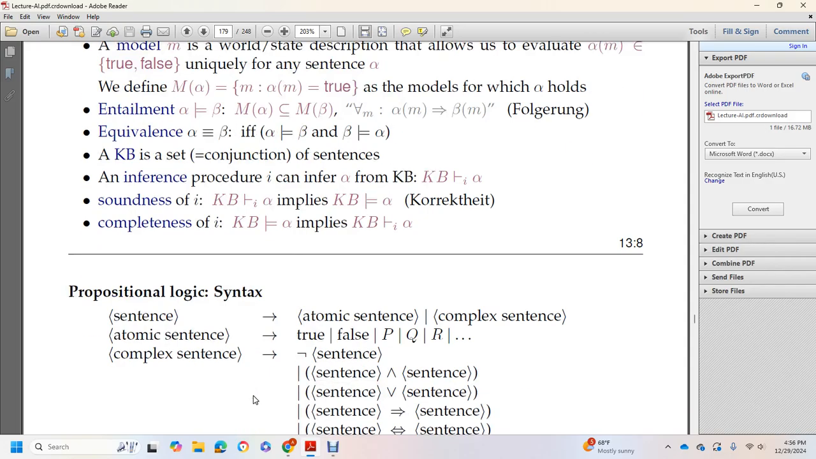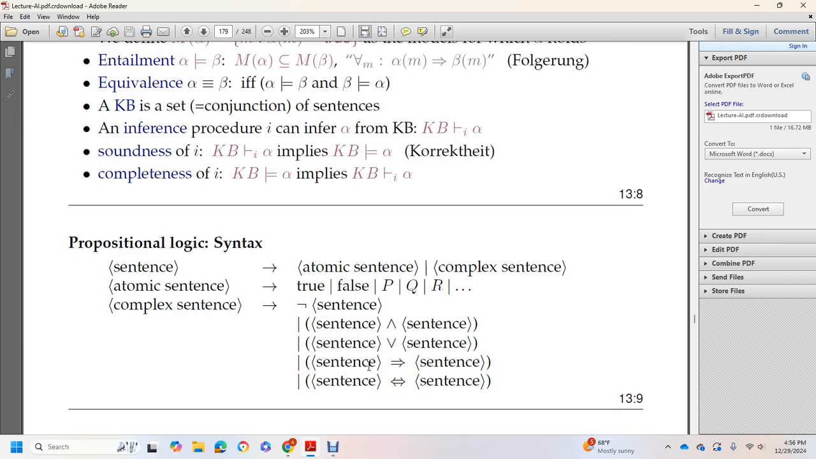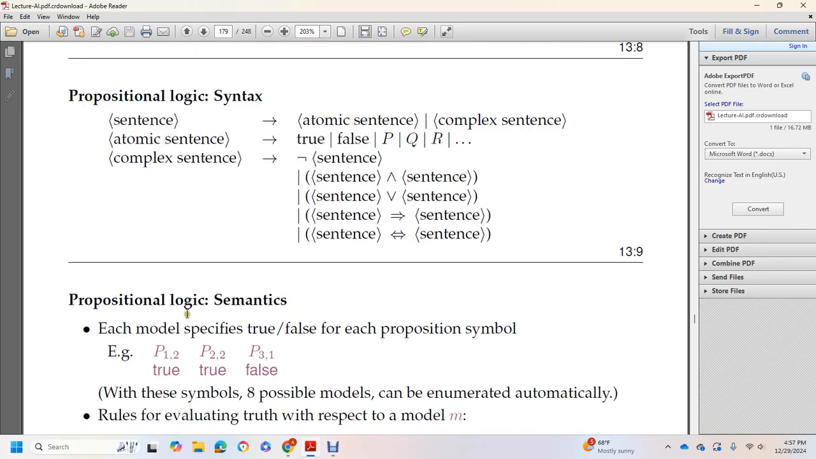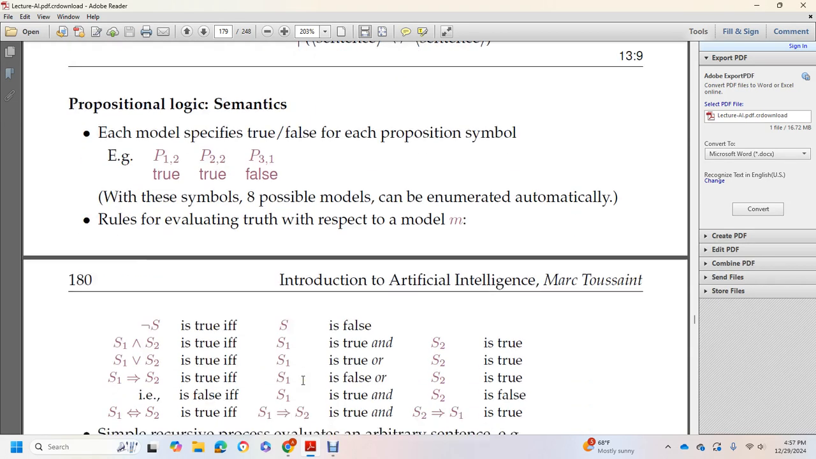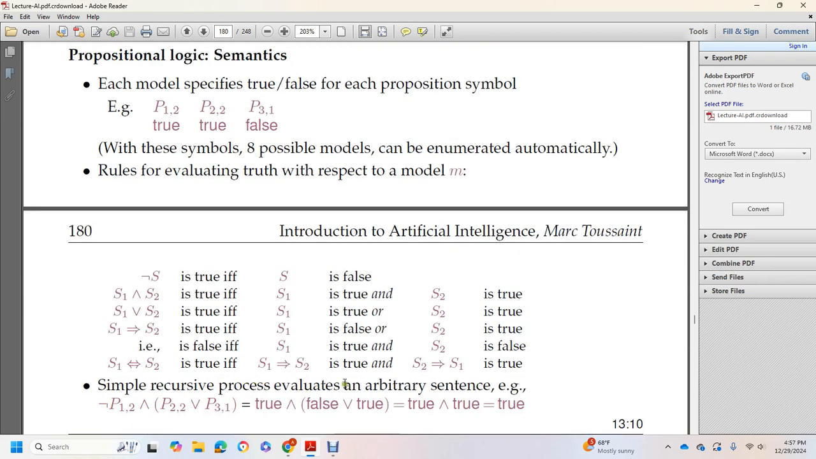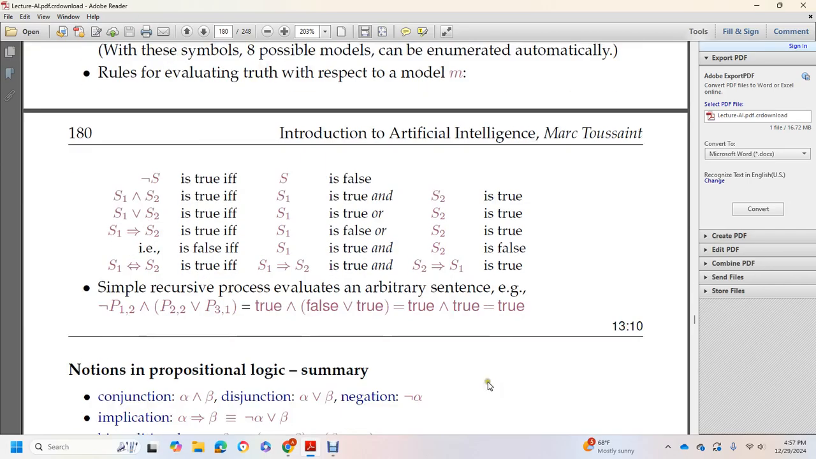Propositional logic syntax: sentence, atomic sentence, complex sentence, atomic sentences are true, false, P, Q or R, and complex sentences are built with negation and connectives. Propositional logic semantics: each model specifies true or false for each propositional symbol, enumerating which of these symbols are possible. Rules for evaluating the truth of a sentence with respect to a model, and a simple process to compute values for arbitrary sentences.